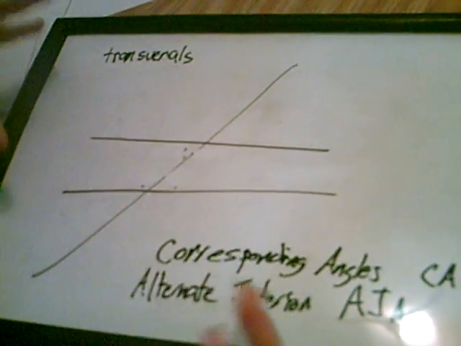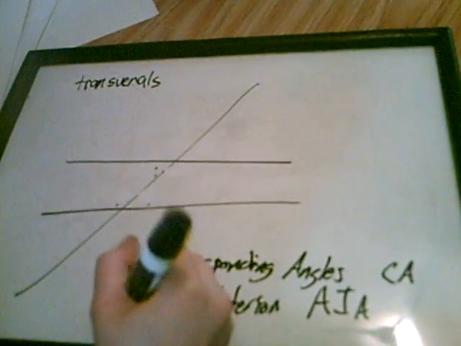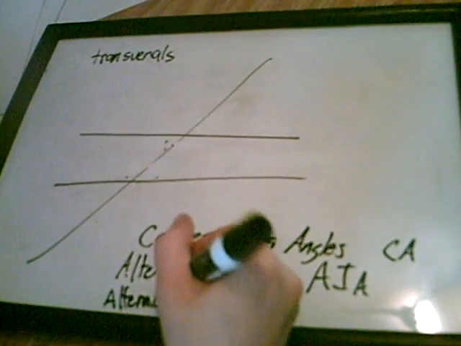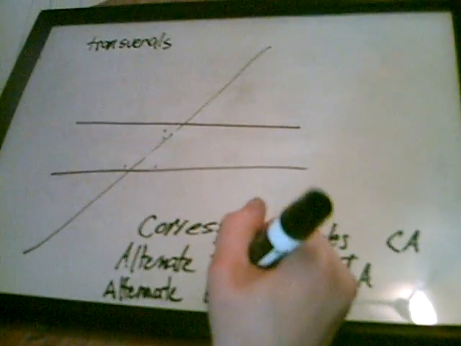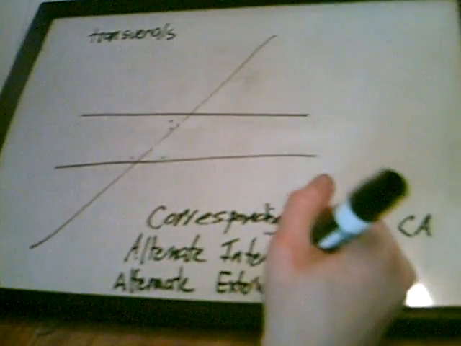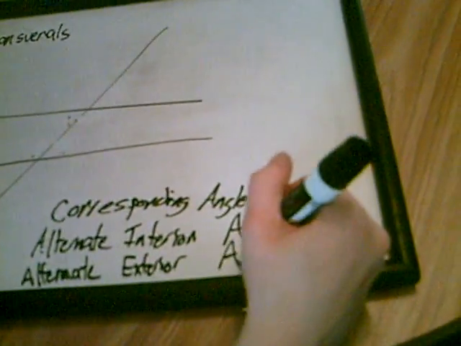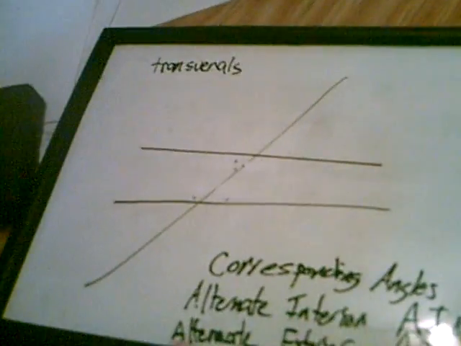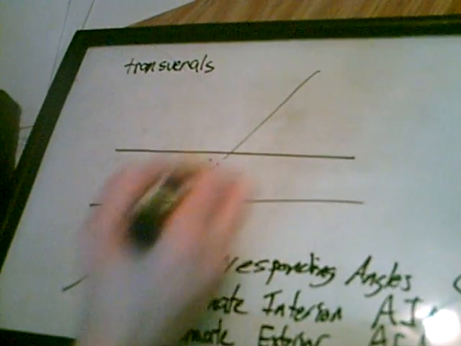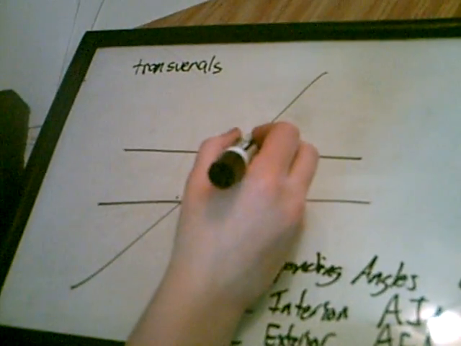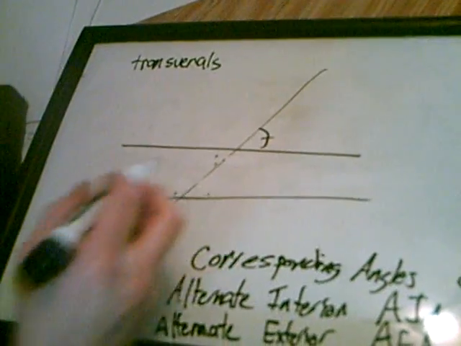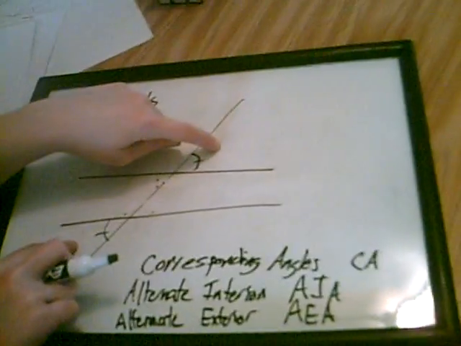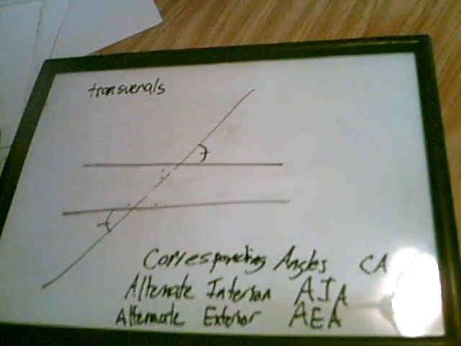Okay? And the last type of angle pairs that are created by a transversal is alternate exterior angles, abbreviated by AEA, alternate exterior angle. From the other ones, you can probably assume what it is. Alternate, so it's on alternate sides of the transversal, and exterior, so it's on the outside of these lines. And those are alternate exterior angles, as are these two. Okay.